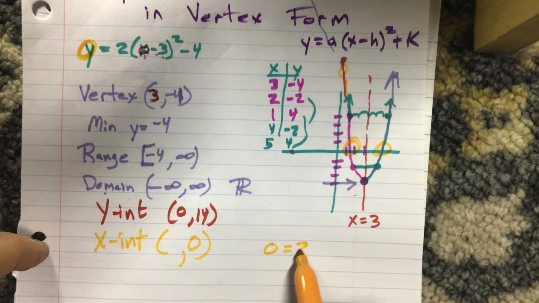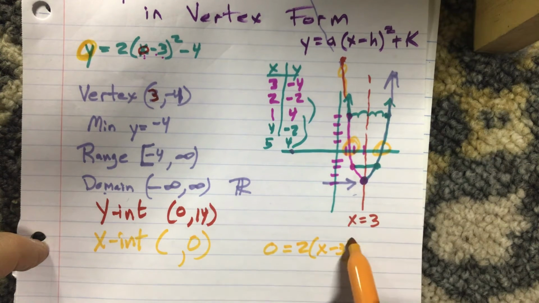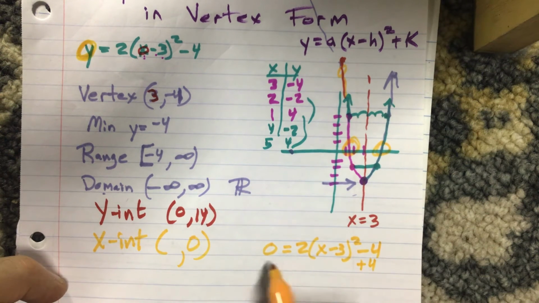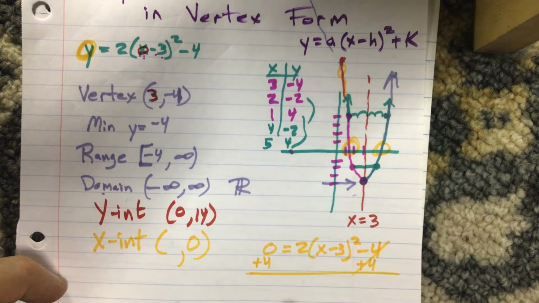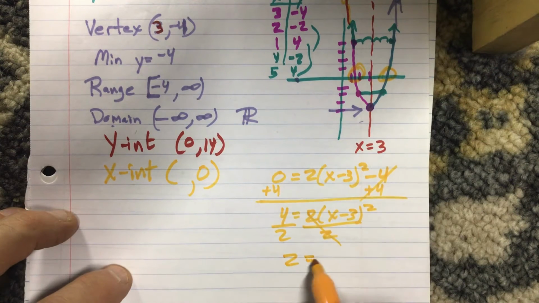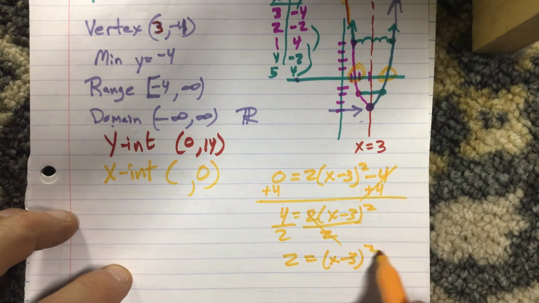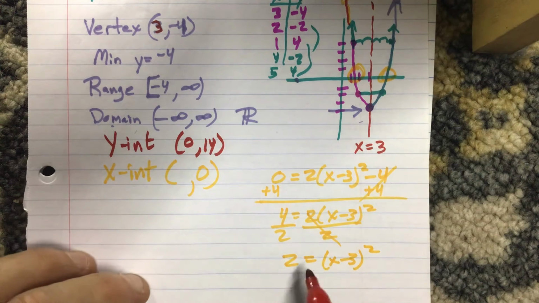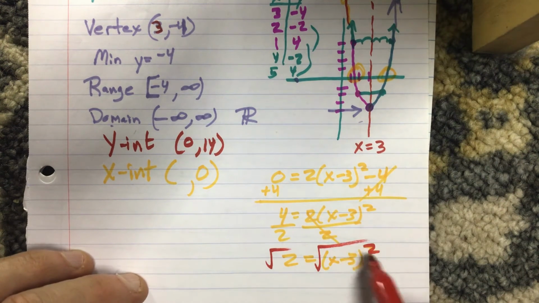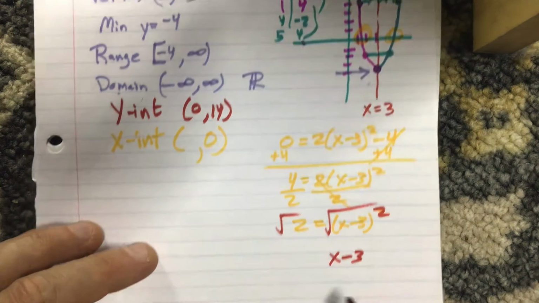0 equals 2 times x minus 3 squared minus 4. So I'm doing some algebra steps. I add 4 to both sides. 4 equals 2 times x minus 3 squared. Divide both sides by 2. 2 equals x minus 3 squared. Take the square root of both sides. And the reason you're doing that is because taking the square root and squared at the same time cancel each other out, and you just end up with x minus 3.